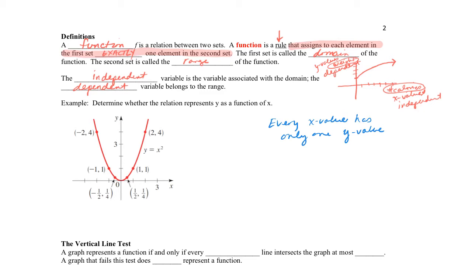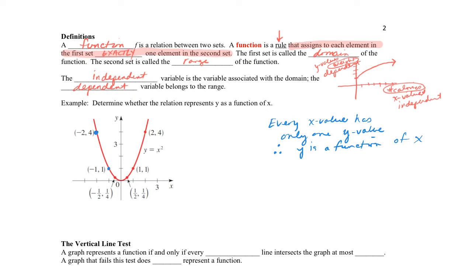If every x value has only one y value, then we know that y is a function of x. If we look at our graph over here, we can go through and look at all of the x values. Let's choose a couple. If x is -1, then y is 1. If I look at -2, then y is 4.